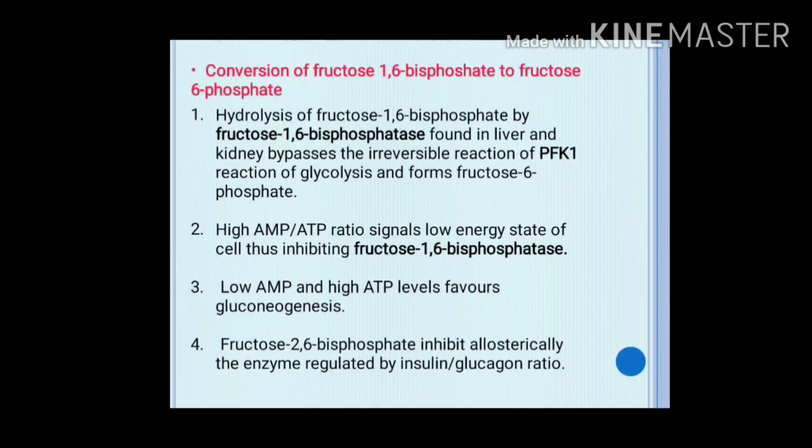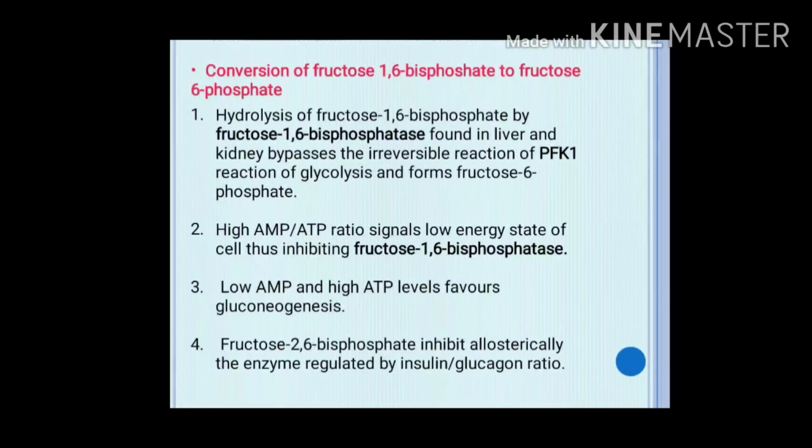So let's see the second conversion, that is the conversion of fructose 1,6 bisphosphate to fructose 6-phosphate. This is done by the hydrolysis of fructose 1,6 bisphosphate by fructose 1,6 bisphosphatase, which is found in liver and kidneys, and this bypasses the irreversible reaction of PFK1 of glycolysis, that is PFK1 when it is transforming fructose 6-phosphate to fructose 1,6 bisphosphate, and the fructose 1,6 bisphosphatase forms fructose 6-phosphate. So what happened? Fructose 1,6 bisphosphate is converted to fructose 6-phosphate by the enzyme fructose 1,6 bisphosphatase, because the enzyme PFK1 cannot convert this fructose 1,6 bisphosphate to fructose 6-phosphate due to its irreversible nature.